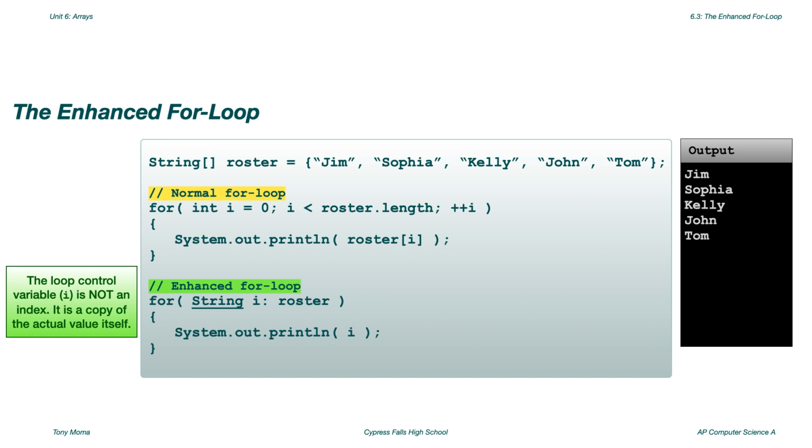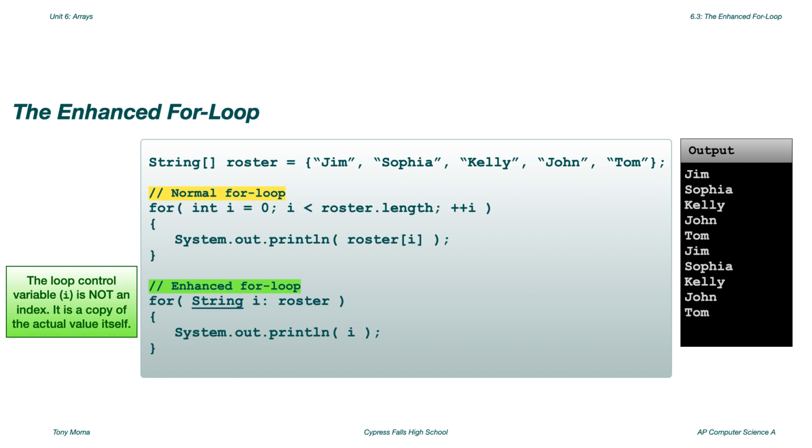So what this code will do is first set i equal to the first string in the array, which is Jim. So i will be set equal to Jim, then Jim will get printed out. Then i will get set equal to the next string in the array, which is Sophia. Then Sophia will get printed out. Then i will be set equal to the next string in the array, which is Kelly, and then Kelly will get printed out, and so on and so forth, leading to the following output, which is the same output that the previous for loop printed out.